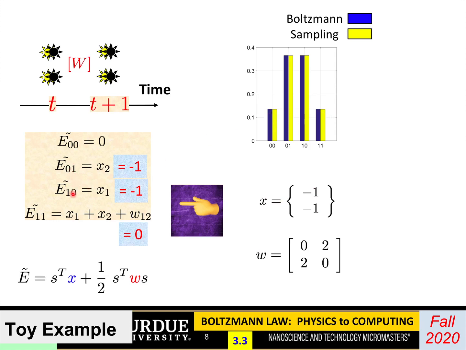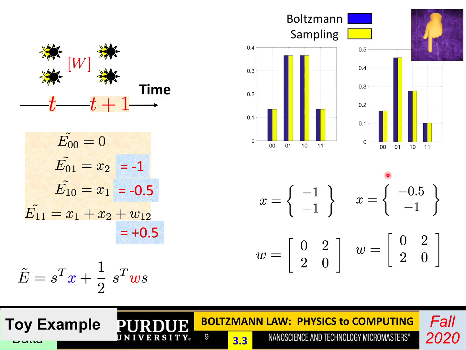Whereas 0, 1 and 1, 0 have a lower energy. They are -1 each, and so they have a higher probability. So these ratios would be like e to the power 0, e to the power -1, e to the power -1, and e to the power 0. And then, of course, you have to normalize them so that all probabilities add up to 1. So that's the straightforward procedure of how to see the answer you are expecting.